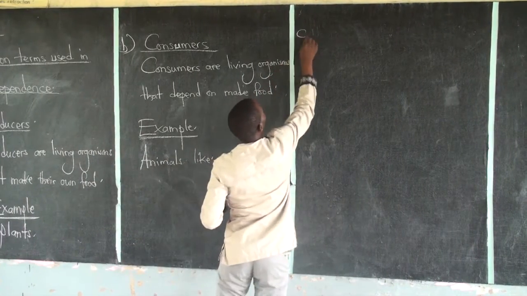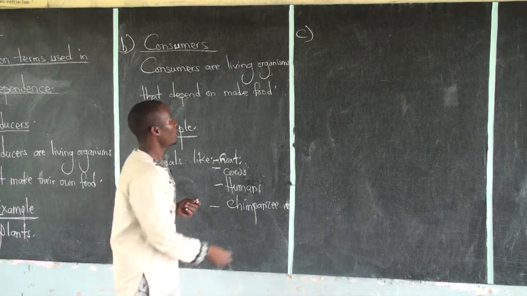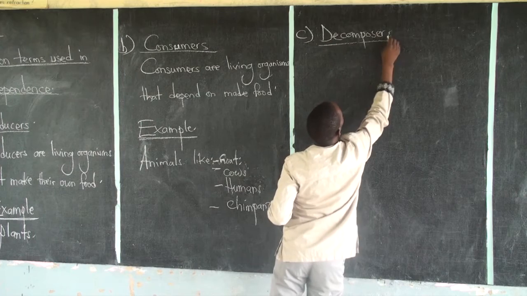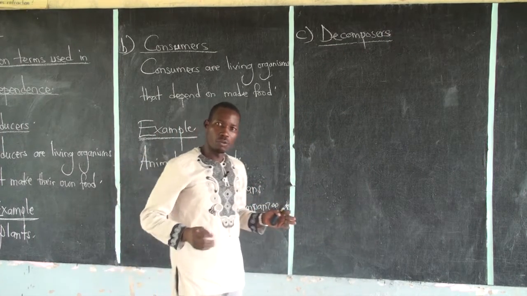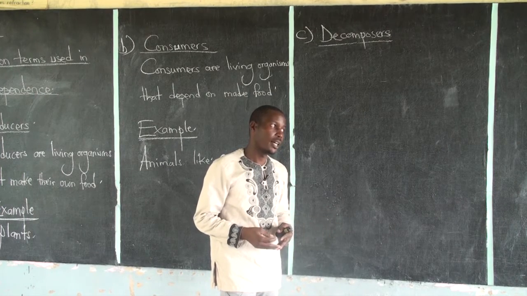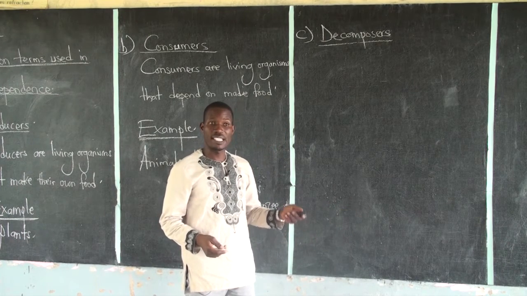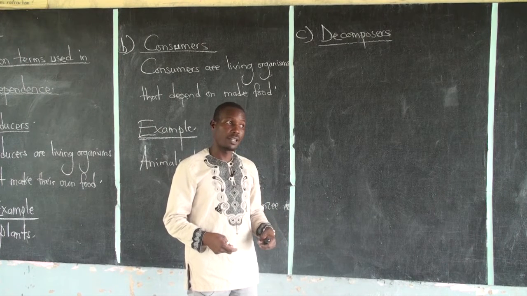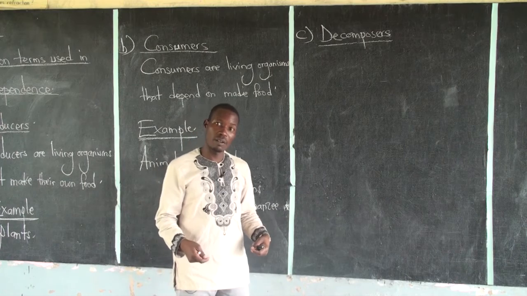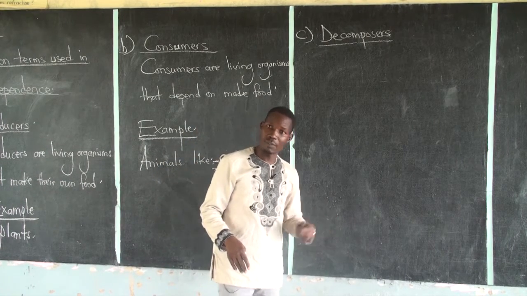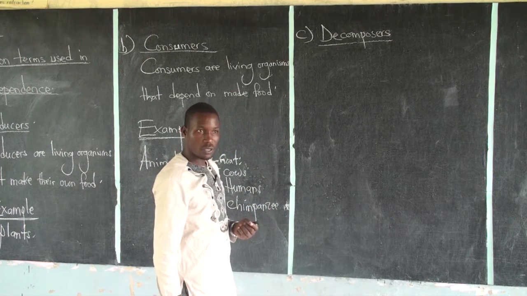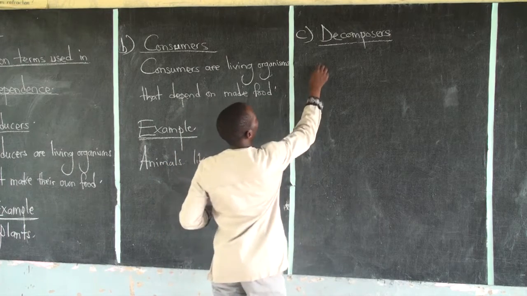Part C. The next common term here will be the decomposers. For decomposers, we look at those living things that break down plant and animal materials. Let's give an example. If they are plants or animals, there are living organisms like bacteria that break them down. If it's a dead animal, sometimes you can find it has turned into soil. What happened? Once those plant and animal remains decay or rot, there are some living organisms which break them down. Those are called decomposers. So decomposers are living organisms or living things that break down plant and animal materials.